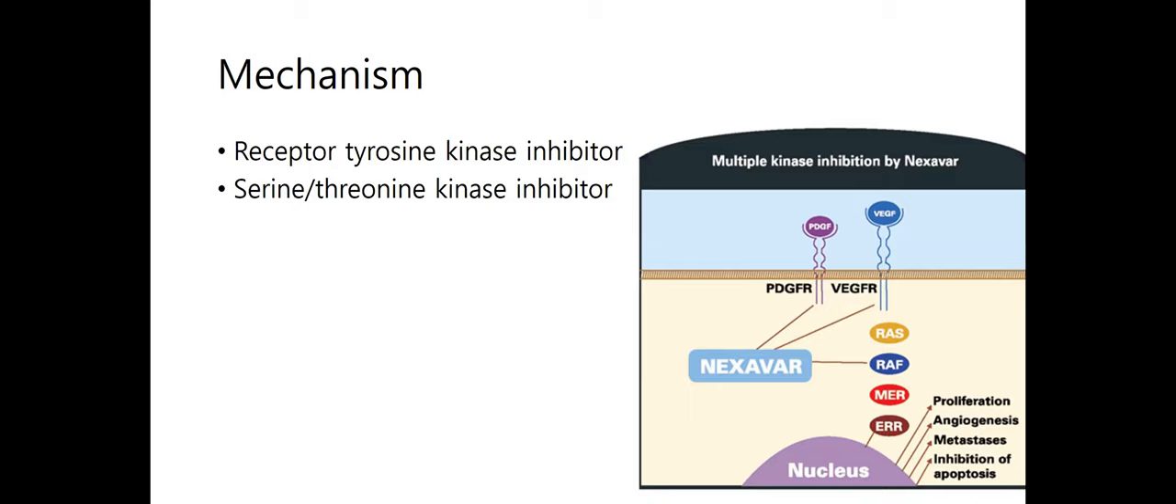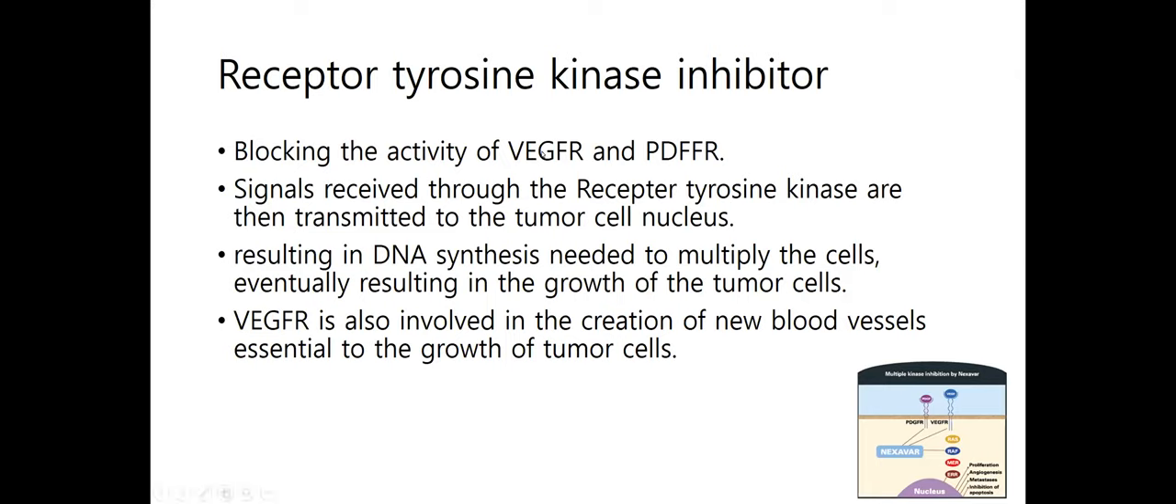And these RTKs include VEGFR and PDGFR. Signals received through the receptor tyrosine kinase are then transmitted to the tumor cell nucleus through a number of complex signal transfer pathways in the cell, resulting in DNA synthesis needed to multiply the cells, eventually resulting in the growth of the tumor cells. In particular, VEGFR is also involved in the creation of new blood vessels essential to the growth of tumor cells.